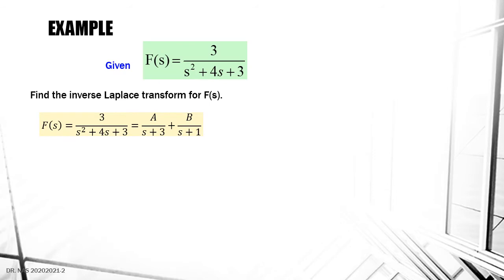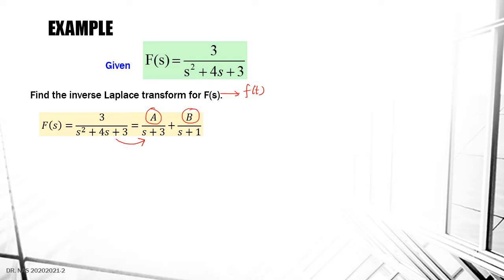Let's look at another example. Given F(s), you need to find the inverse Laplace transform for F(s), meaning that you need to get f(t). In order to solve this, you need to use the partial fraction expansion, in which this equation is grouped into two components in this case. So you need to find the values of A and B.